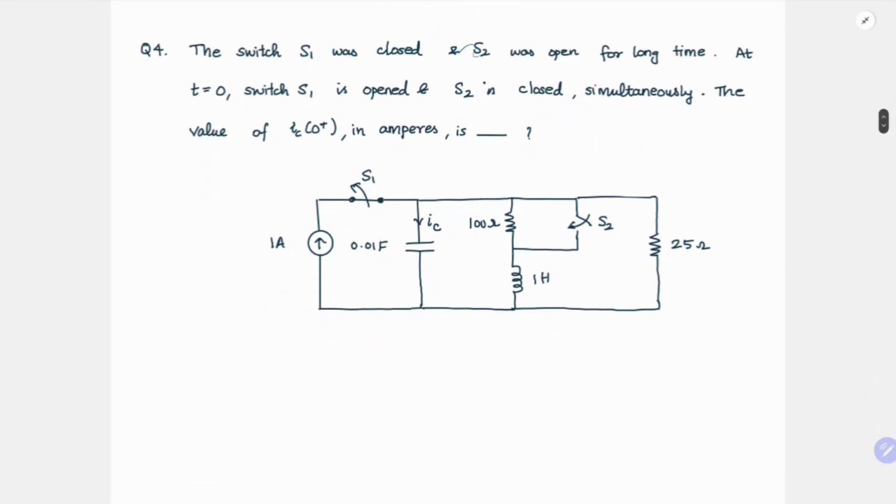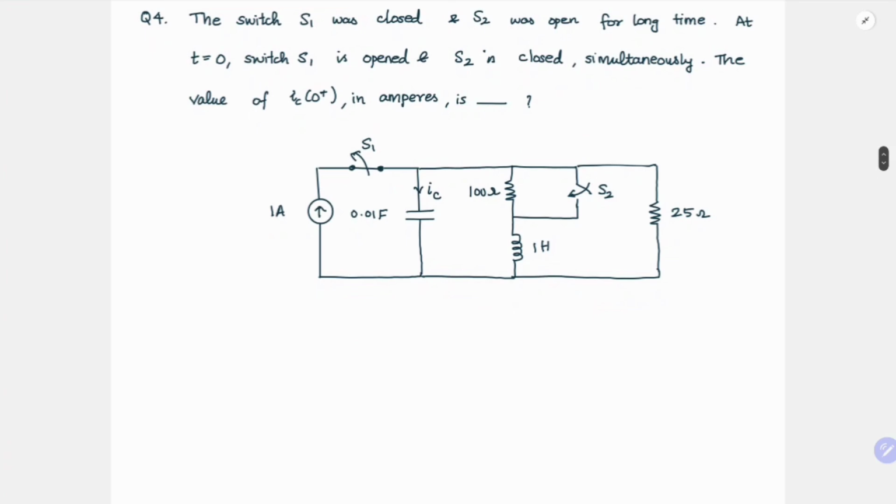The switch S1 was closed and S2 was open for a long time. At t equal to 0, switch S1 is open and S2 is closed simultaneously. The value of IC of 0 plus in amperes is dash. Okay, so this is the circuit. We have a capacitor here and an inductor here, and switch S1 and S2 is here.